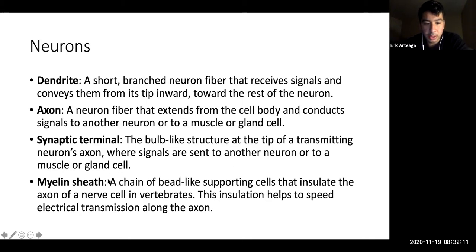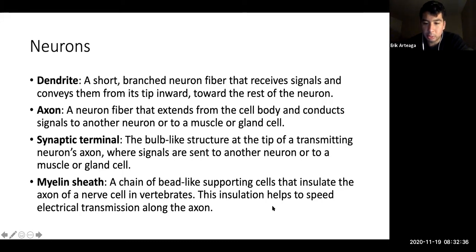Myelin sheathing, think of this as almost a rubber coating on your electrical cord that you have in your house, right? Let's say you're charging your phone. You have that electrical covering over the wire. This is what myelin sheathing is used for. It's for that insulation to allow for that electrical signal to travel down that wire. If you don't have that sheathing, you don't have that cover, you lose the electrical charge, right?